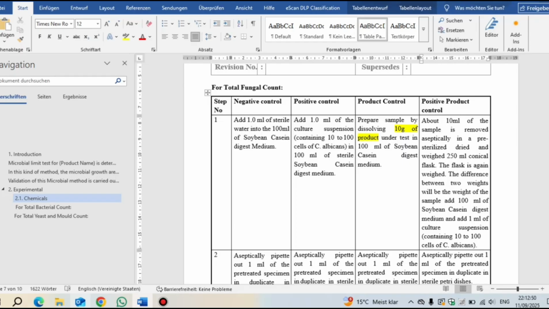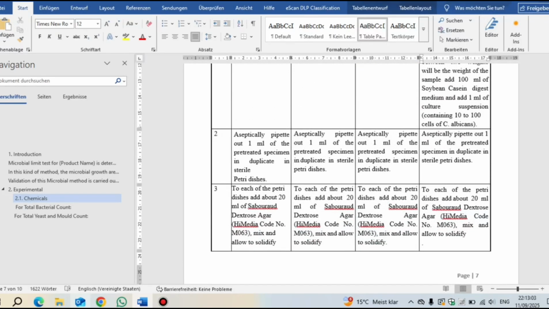Likewise, in product control, prepare the sample by dissolving 10 gram of the product under test in 100 ml of soybean casein digest medium. For positive product control, about 10 ml of the sample is removed aseptically into a pre-sterilized, dried and weighed 250 ml conical flask. The flask is weighed again. The difference between the two weights will be the weight of the sample. Add 100 ml of soybean casein digest medium and 1 ml of culture suspension containing 10 to 100 cells of C. albicans.